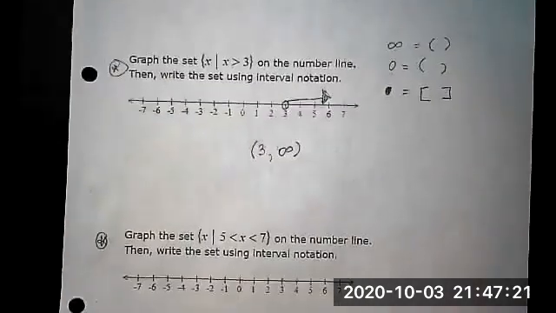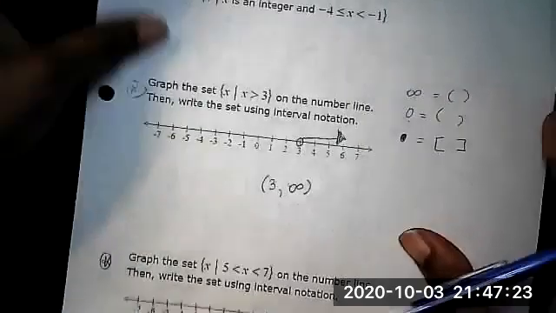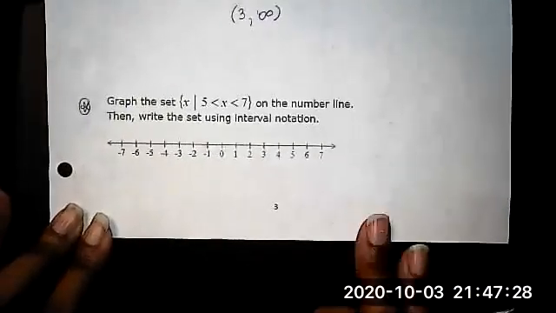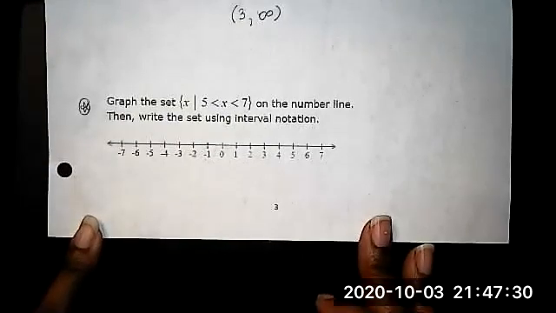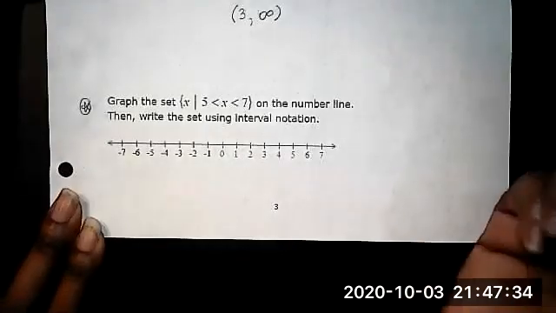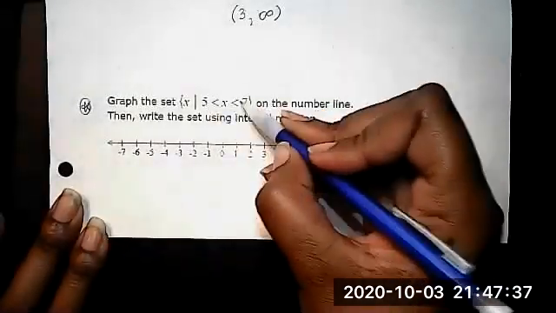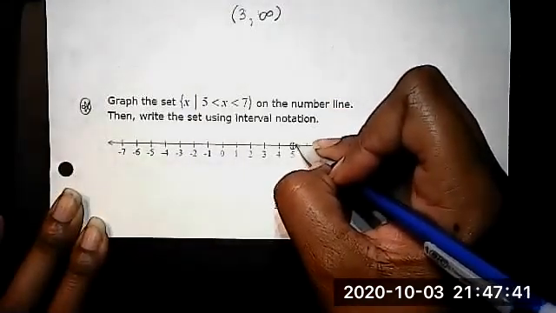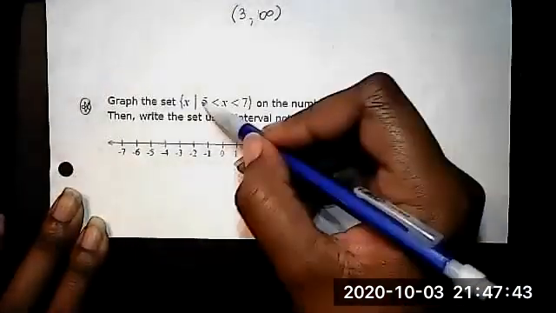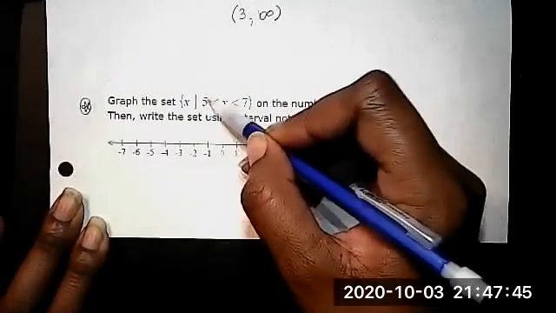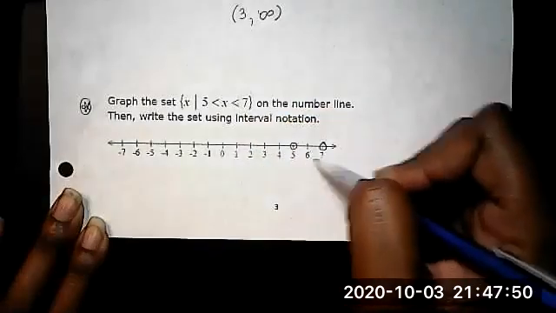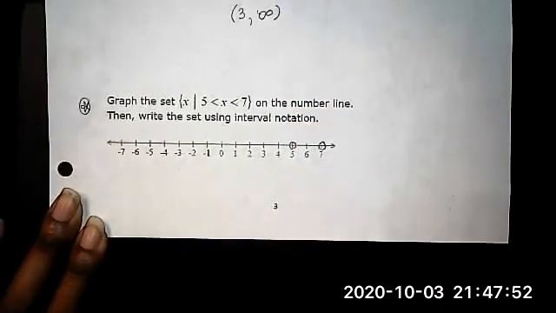So now let's look at the next one. Of course, it wants you to do the same thing. You are going to graph it on the number line and then write the set using interval notation. We know that it's going to be 5 and 7, so we can go ahead and put little circles over 5 and 7, because this is definitely going to be in between the two. No lines under, so that's why I'm not shading it in, okay?